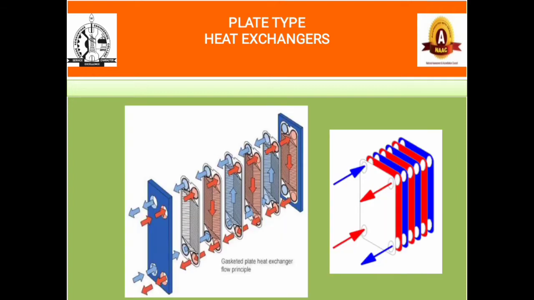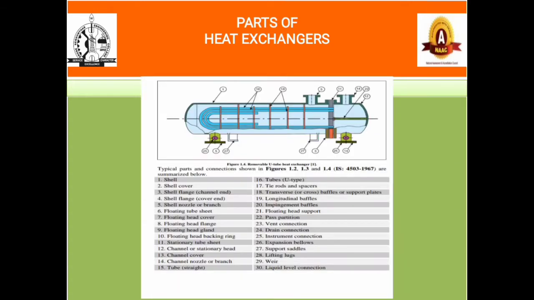The next, plate type heat exchangers. In a plate type heat exchanger, the plates are placed between the two fluids. The heat is transferred through the plate. The fluids are flowing in between the plates. So a large surface area is available to transfer heat from one fluid to another fluid. The plate type heat exchangers are mostly used in chillers and refrigerators.